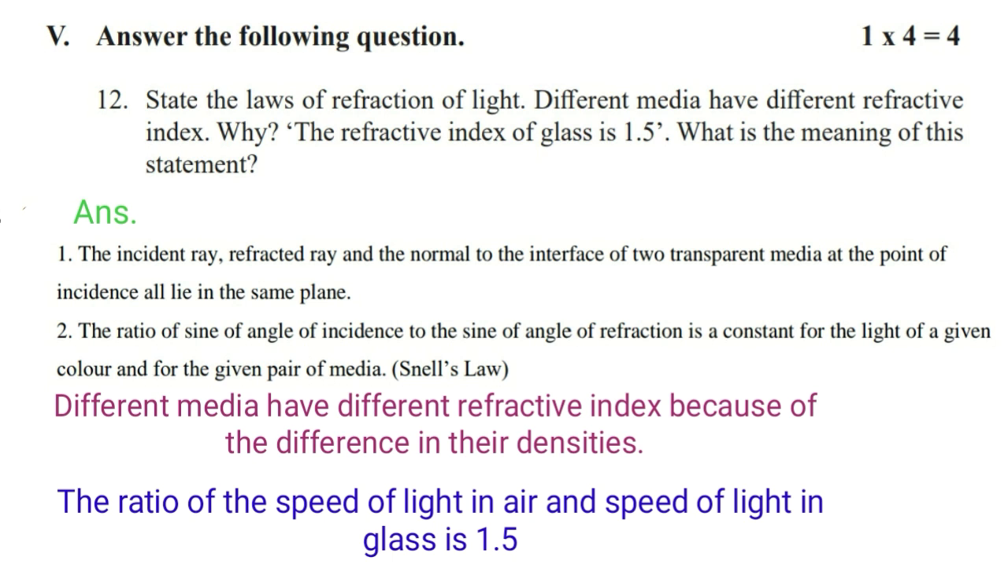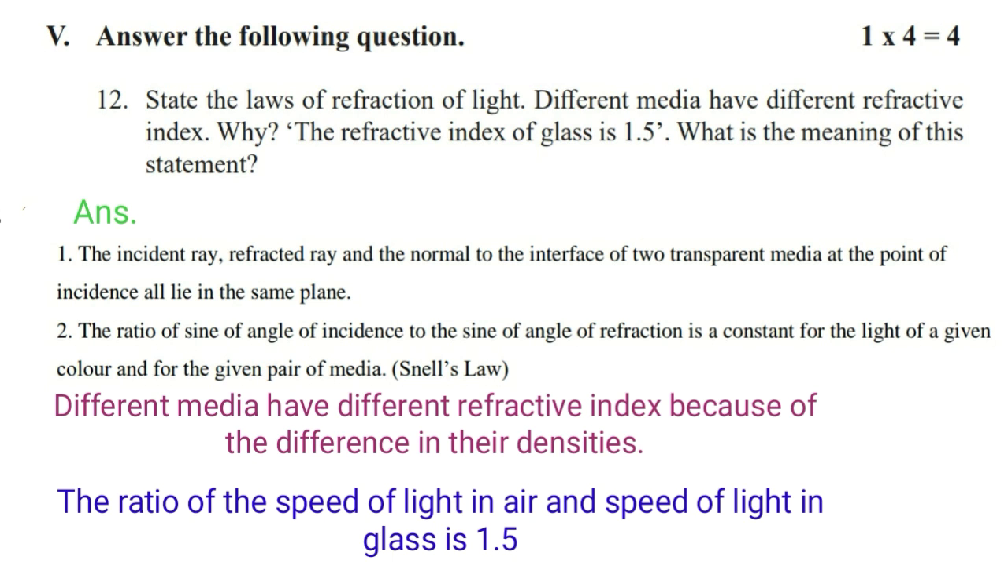So the answer is, first law of refraction is the incident ray, refracted ray and the normal to the interface of two transparent media at the point of incidence all lie in the same plane. And the second law, it is also called as Snell's law. It states that the ratio of sine of angle of incidence to the sine of angle of reflection is a constant for the light of a given color and for the given pair of media.